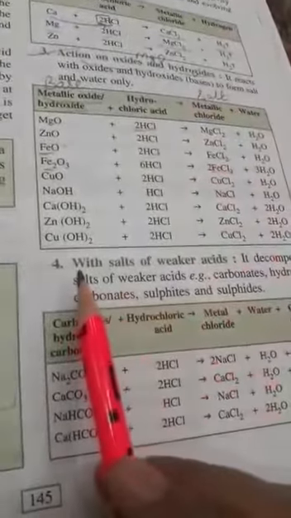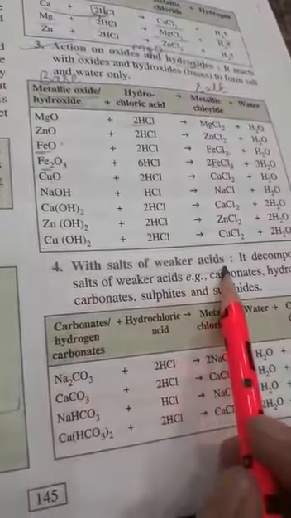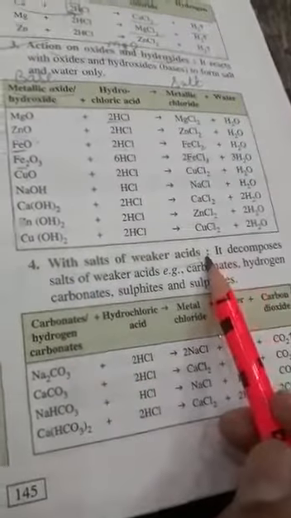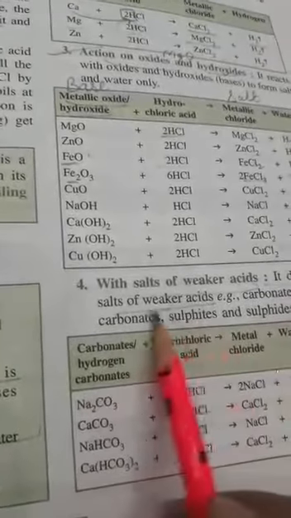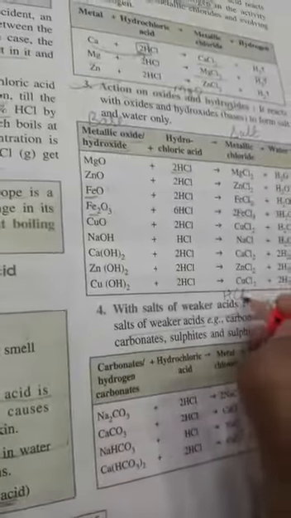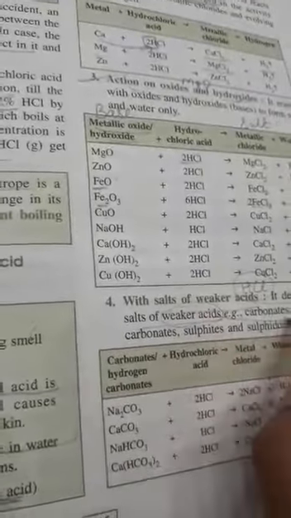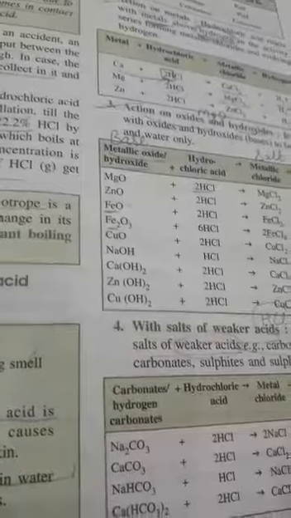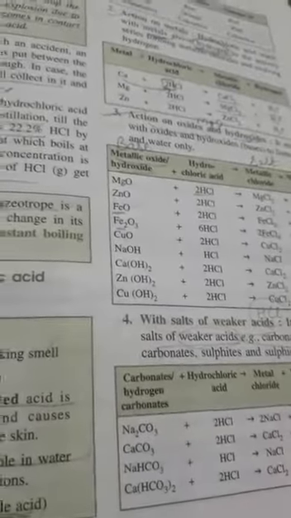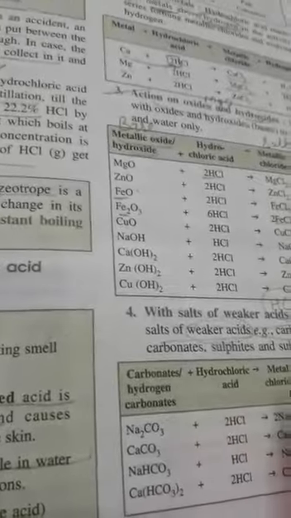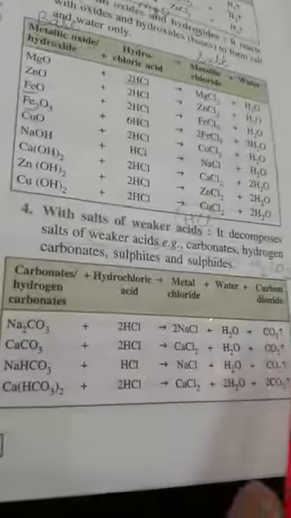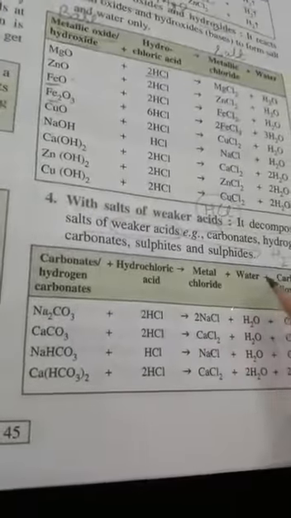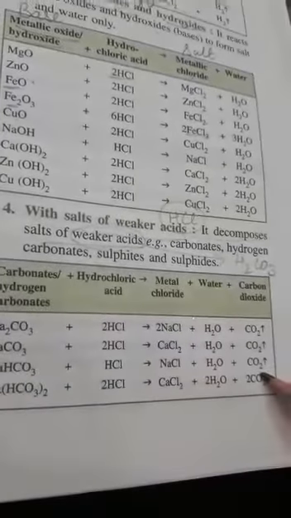Next is the reaction with salts of weaker acids. When hydrochloric acid reacts with salts of weaker acids, weaker acid means carbonic acid and acetic acid, in this case it gives three products. One is metallic chloride, second is water, and third is carbon dioxide.